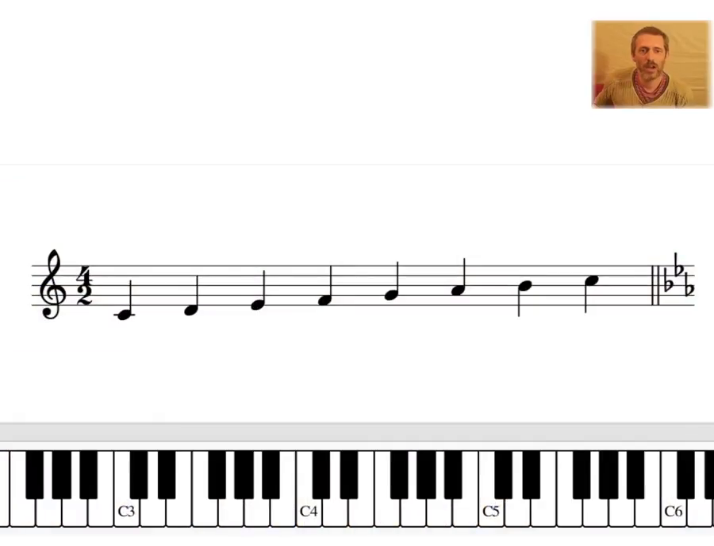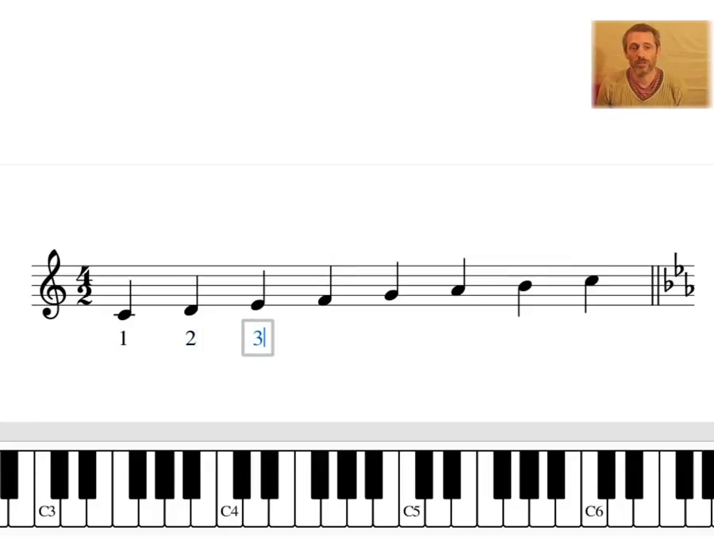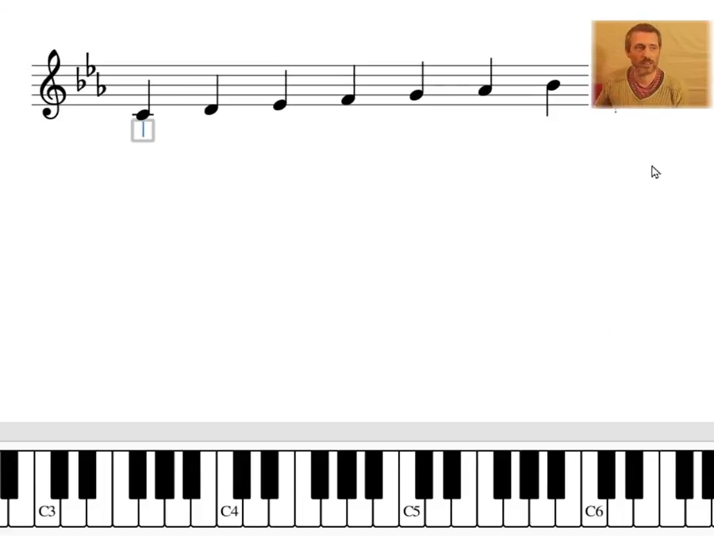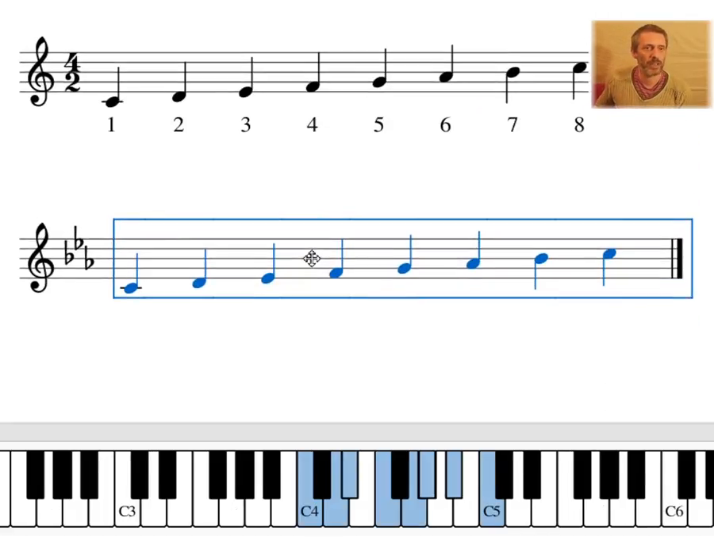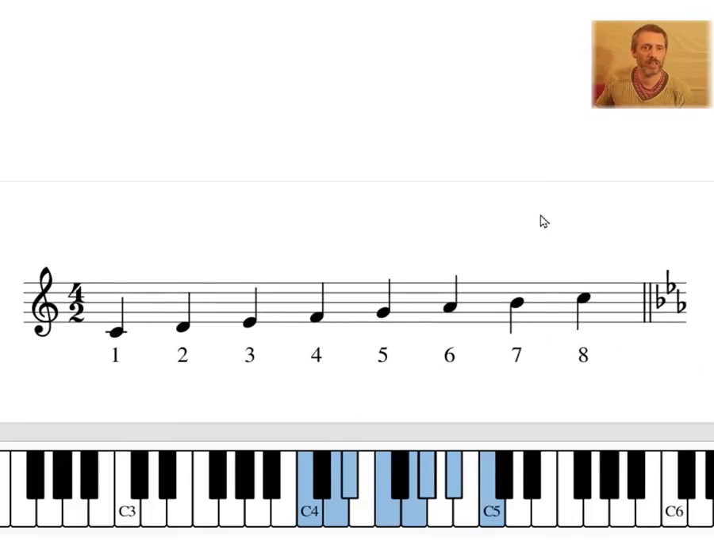So here we go. Let's start with a major scale. So here we have a C major scale. Simple as that. And when we're talking about intervals, we're talking about which notes from the scale, or otherwise, they are. So to start with, all we're going to do is simply give each note a number. So we've got 1, 2, 3, 4, 5, 6, 7, and 8. Let's bring that back down again. There we are.